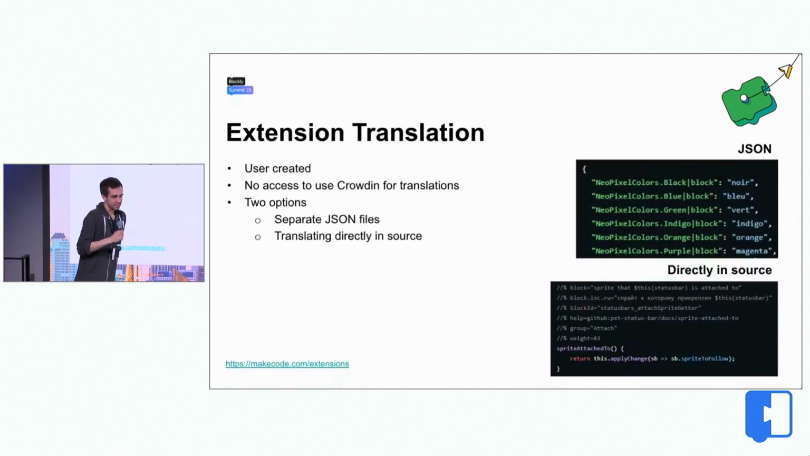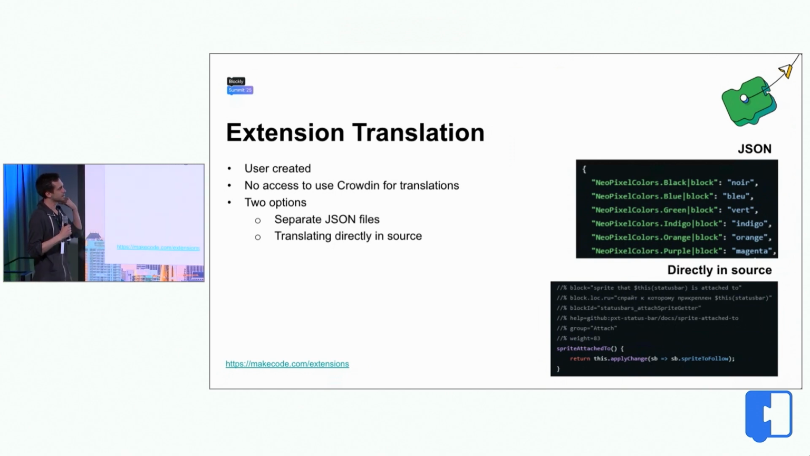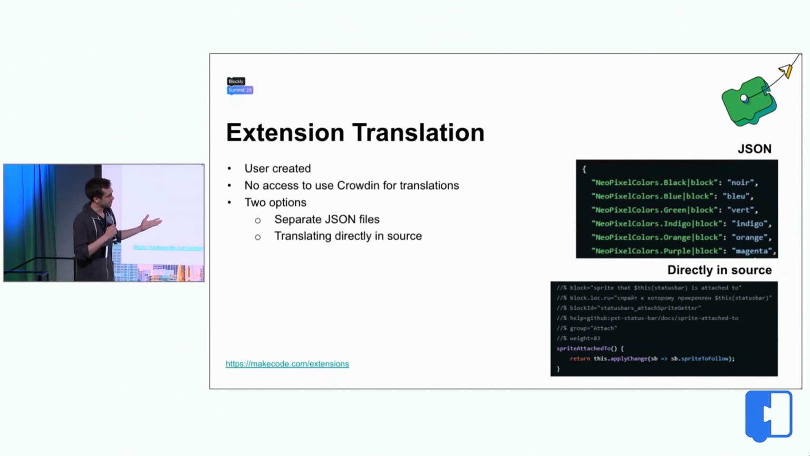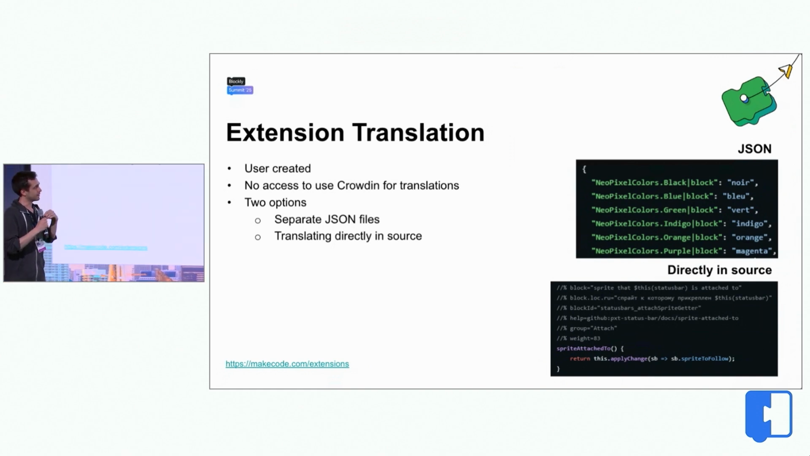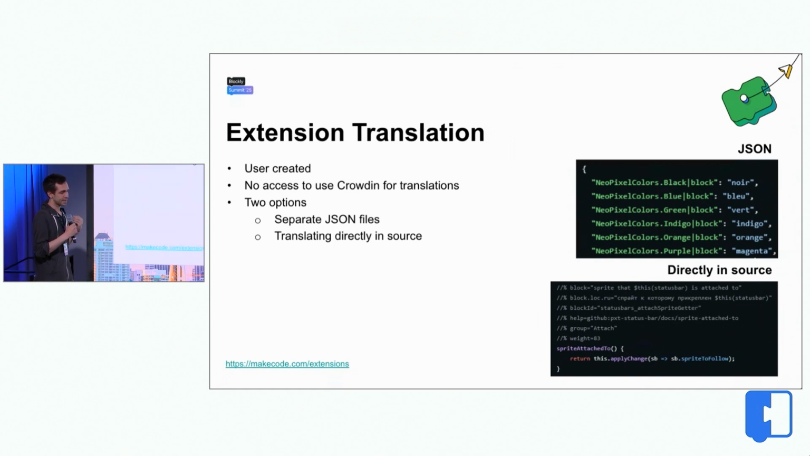For extension translation, we have two options available pretty much. We can generate the same JSON blobs you can see up there. That's what it looks like behind the scenes on Crowdin, and they can translate it in that way. That is kind of tedious for users. You have to remember to go update that after you've made changes in your code. It's not quite as easy.